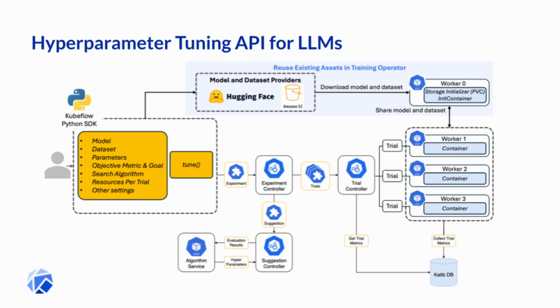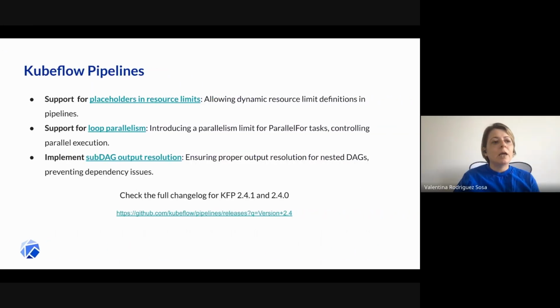The experiment controller orchestrates the entire flow. It validates inputs, manages the experiment lifecycle, and coordinates between both the suggestion controller to generate candidate hyperparameter configurations and the trial controller to schedule and manage execution of trials. The algorithm service works in a feedback loop with the suggestion controller, refining hyperparameter suggestions based on the tuning algorithm and evaluation results. The trial controller distributes experiment trials across multiple workers. As the trials progress, their metrics are collected and logged in the KServe DB, supporting comprehensive result analysis and iterative optimization. Now I will pass it to Helber, who will be talking about pipelines.